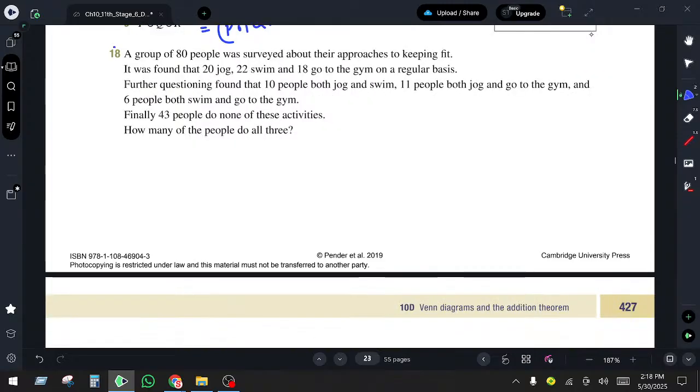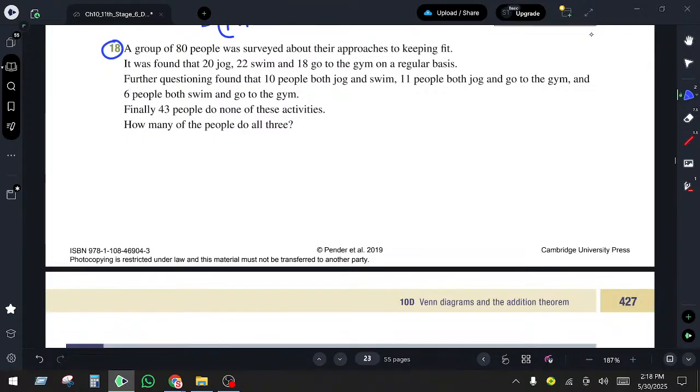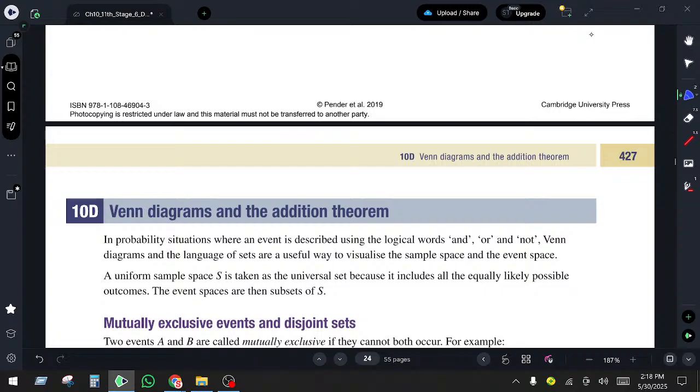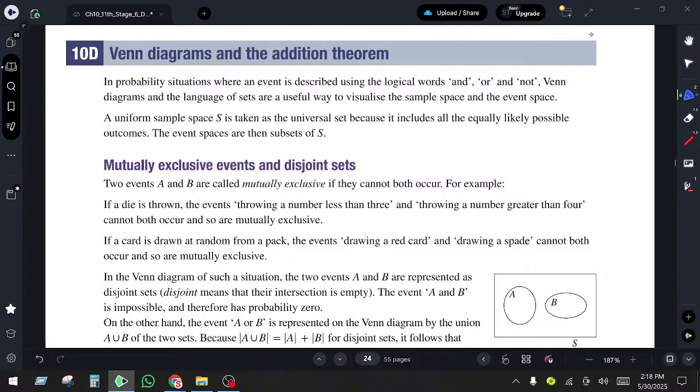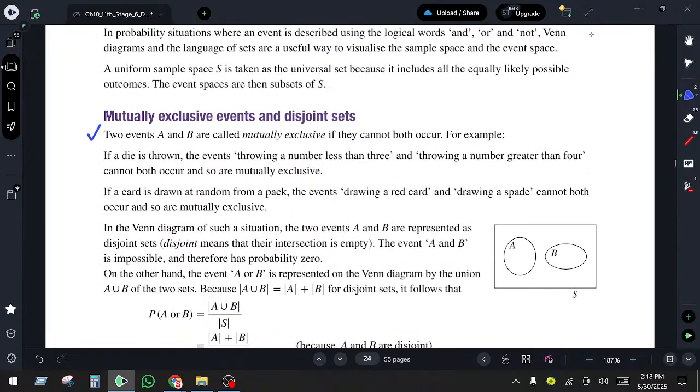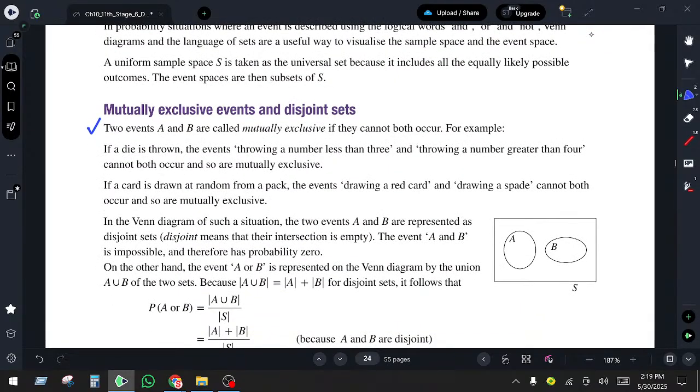Okay, let's try. Try this yourself. You have to get the idea. It is a little bit of story only. And Venn diagram. Now it is okay. Venn diagrams and the addition theorem. Addition theorem means mutually exclusive events and disjoint. Mutually exclusive means they cannot occur together, which means their intersection is empty.